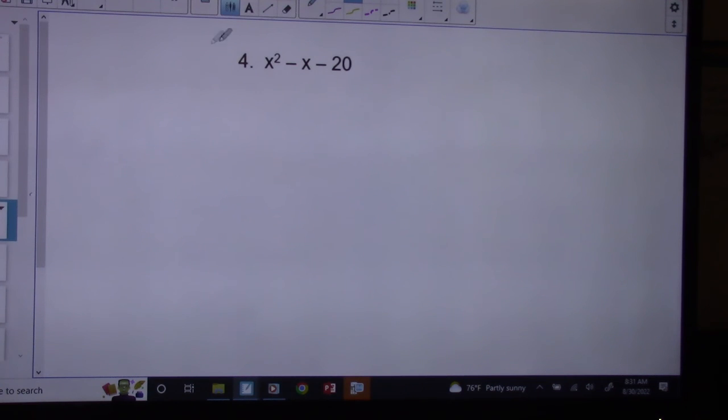This one here, I'm going to go through these pretty quickly. You get x, x, and you're going to have a negative, so you need to have plus, minus. And what you're going to have is minus 5 and plus 4. Okay, does that look right?